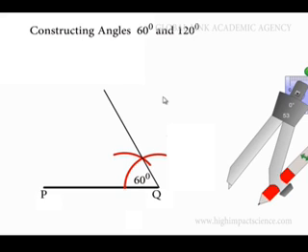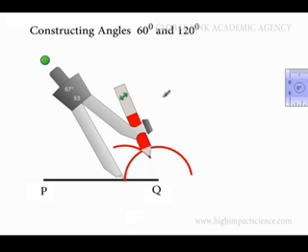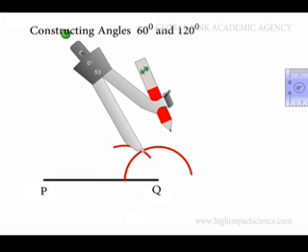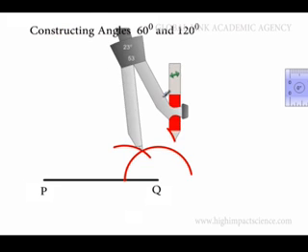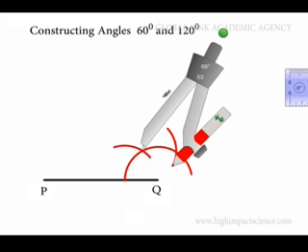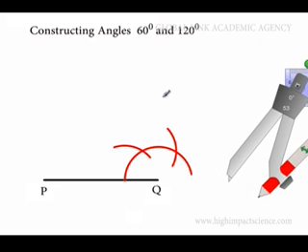Now to construct an angle of 120, you can just construct another 60 degrees on the new line. But there is a direct way of doing that. When you get to this point while constructing 60 degrees, maintain the same radius and place the compass at this point and mark an arc there. If you join Q to this point, the angle is 120 degrees.